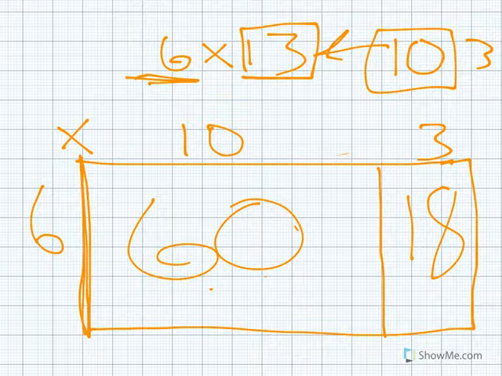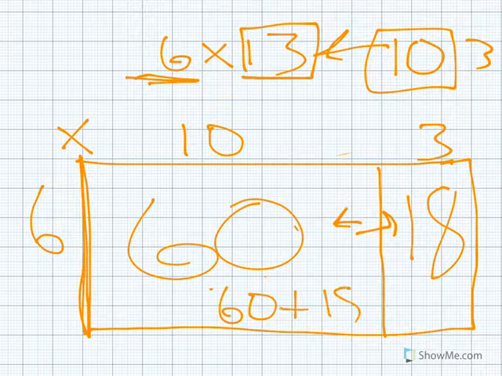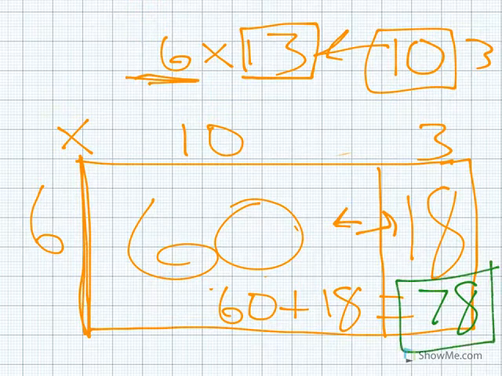Now in that definition it said you then add the products. Here's one product, here's the other product. So 60 plus 18 equals 78. So my answer is 78. Let me do another one.